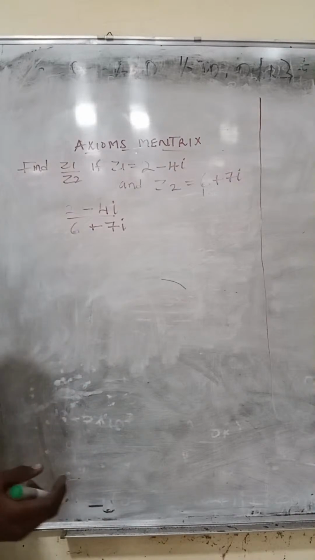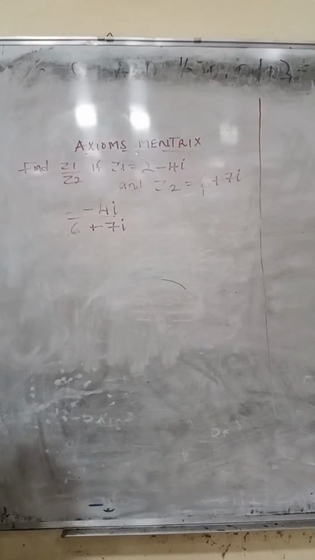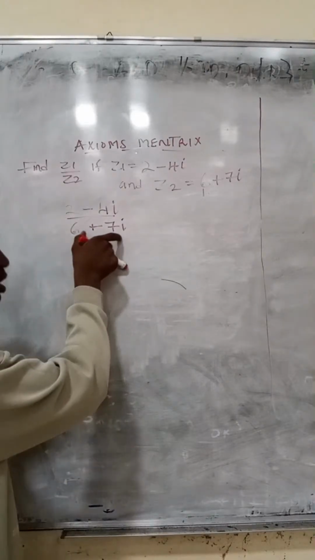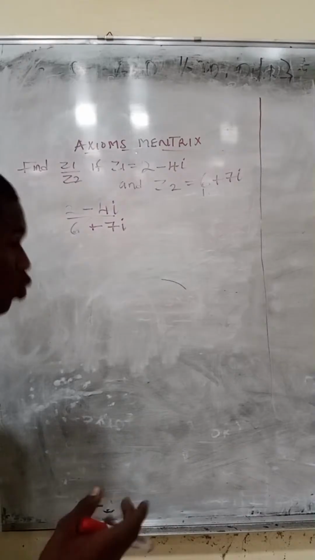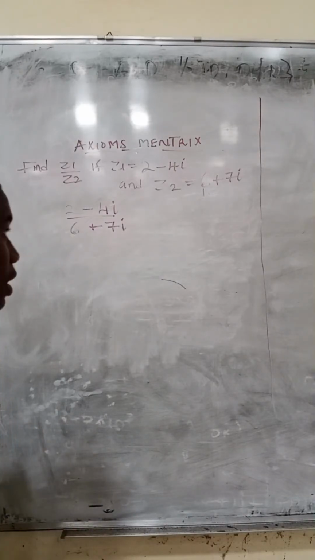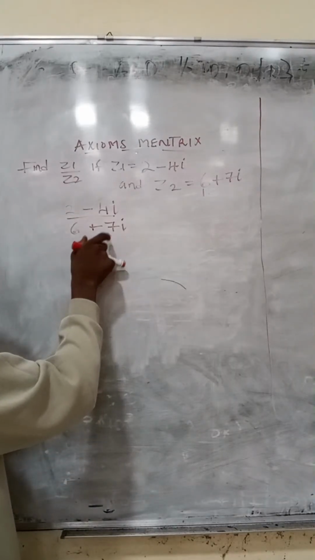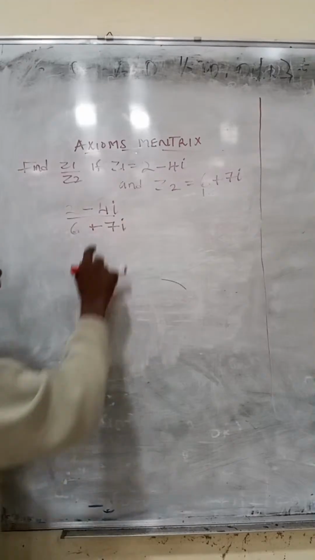Now there's something we call conjugates in complex numbers. The conjugate is changing the sign in a complex number. It does happen in surds also, but we are going to be using it here. So the conjugate of this denominator is changing this positive sign here to a negative sign.